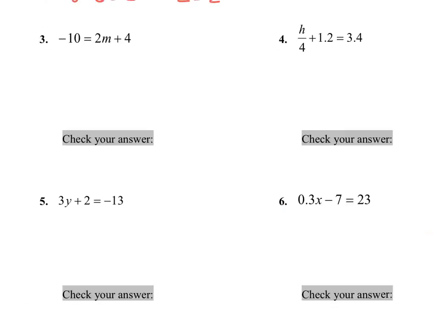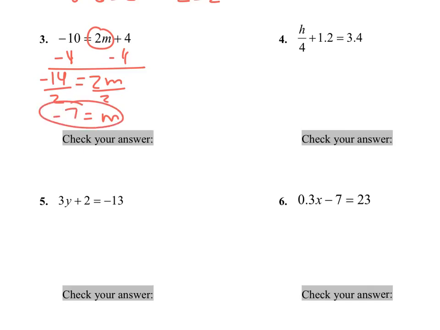Number 3, we've got the equation negative 10 equals 2m plus 4. I'm going to go ahead and circle my variable and the number attached to it. I'm going to subtract 4 from both sides. So I come up with the new equation of 2m equals negative 14. Divide both sides by 2, and I come up with m equals negative 14 divided by 2, which is negative 7.